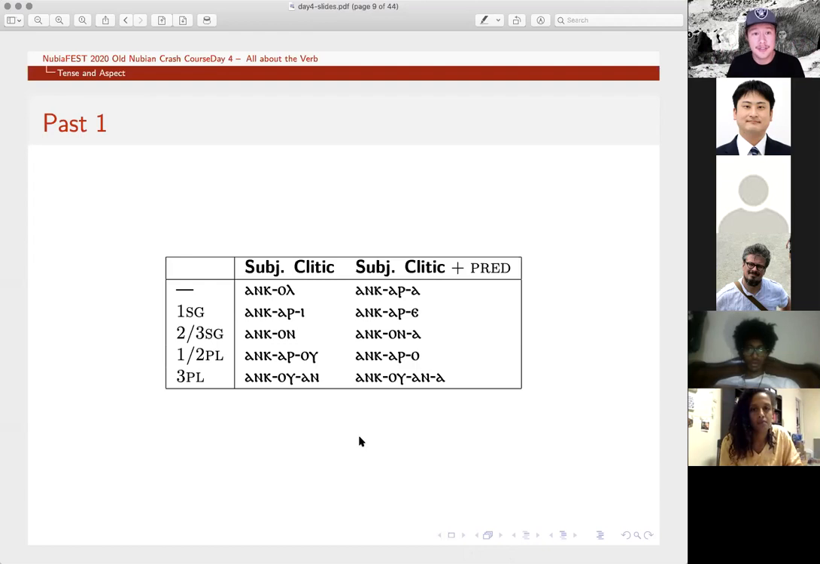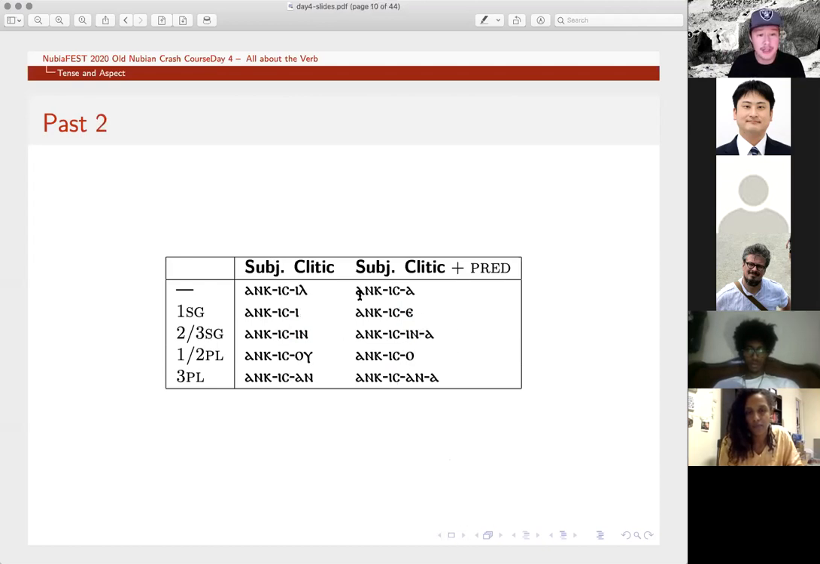Past one is characterized by a back vowel. So O, A, or U. Again, we see a bunch of fusion going on at these edges here and here with the vowels. Also, sometimes these back vowels can change a little bit. Sometimes this is also an A. Not very often, this seems to be the general pattern.